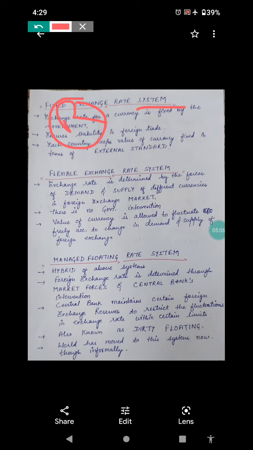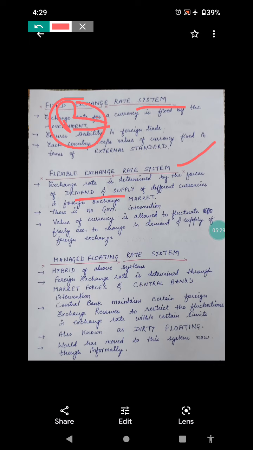Now we have the flexible rate system. Second is the flexible rate system. What is a flexible rate system? In this system, exchange rate is determined by the forces of demand and supply of different currencies in the foreign exchange market. In the fixed system, it was fixed by the government, but now it is determined by the market forces.